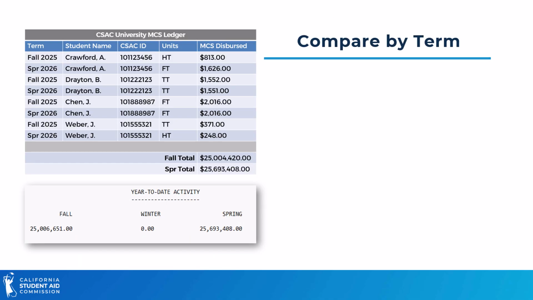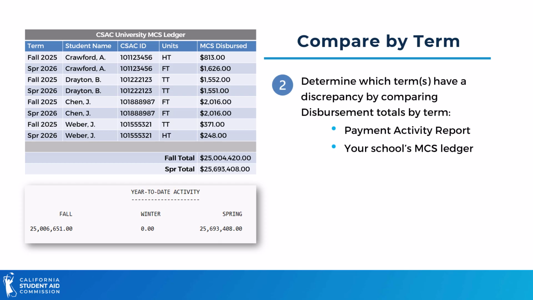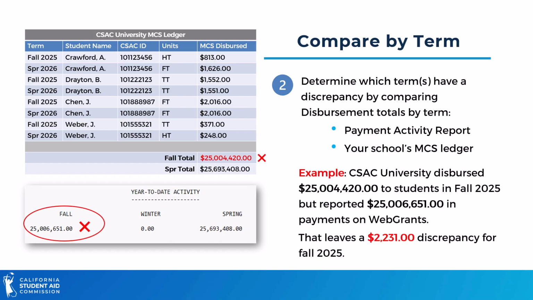The second step in the reconciliation process is to determine which terms have a discrepancy by comparing the disbursement totals per term. Take your MCS payment activity report from Web Grants and compare the term totals to your own school's MCS ledger. This step allows you to narrow down where your discrepancies may be. For example, CSAC University discovered that their fall disbursement amount from their school ledger did not match the amount listed for fall on their payment activity report.